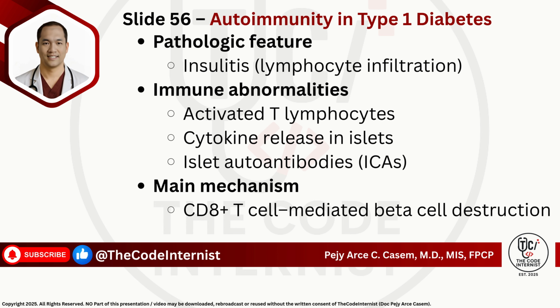Type 1 diabetes is mainly driven by an autoimmune attack on the insulin-producing beta cells of the pancreas. A hallmark of this process is insulitis, a mild infiltration of immune cells into the pancreatic islets. While islet cell autoantibodies, ICAs, are key biomarkers, they don't destroy the cells directly. Instead, CD8 positive T cells are the main killers, releasing toxic substances and triggering inflammation that damages beta cells.